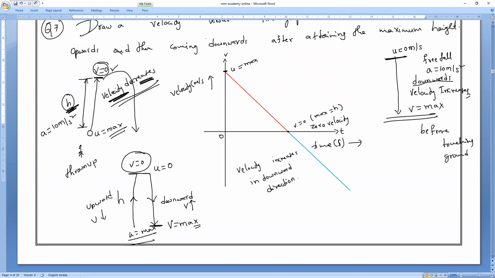Anyone having doubt, you can ask. Clear, everybody? Darshan? Understand, Darshan? Shivani? Yes, sir. Okay, write it. Draw neatly.